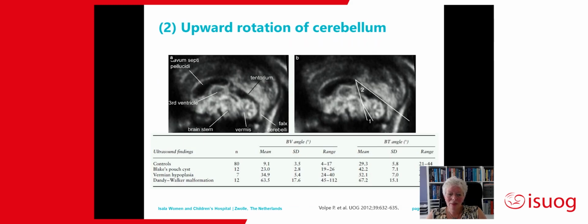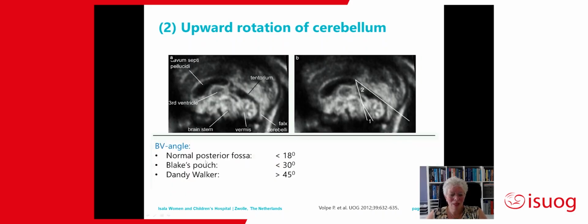Second, we can look at the upward rotation of the cerebellum, and here our brainstem vermis angle can help us. You can also look at the angle between the brainstem and the tentorium, but there's a lot of overlap between the different groups. So the brainstem and vermis angle is easier to use.